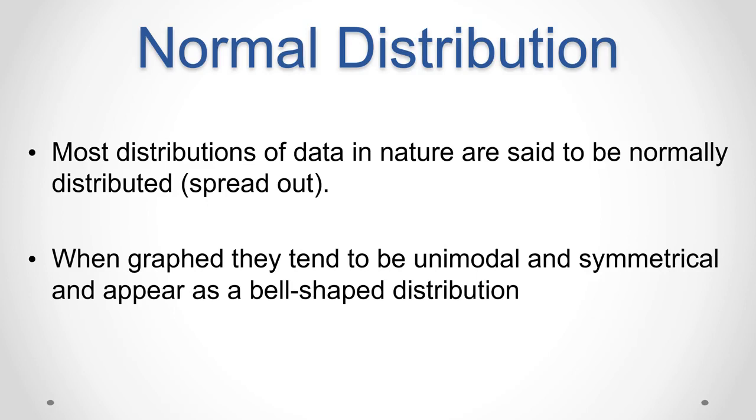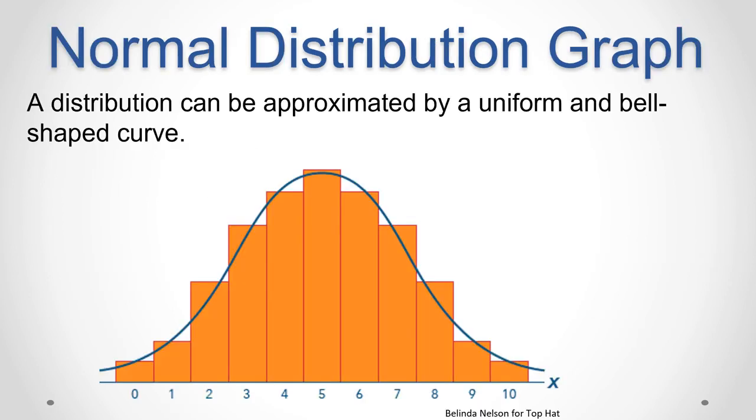A normal distribution is symmetrical. This means that the distribution and frequency of scores on the left side matches the distribution and frequency of scores on the right side. Here is a graphical representation of a normal distribution. It's a bell-shaped curve, symmetric, and unimodal.